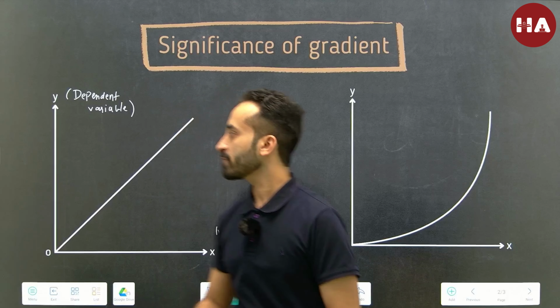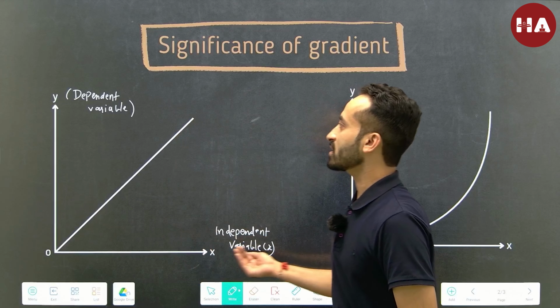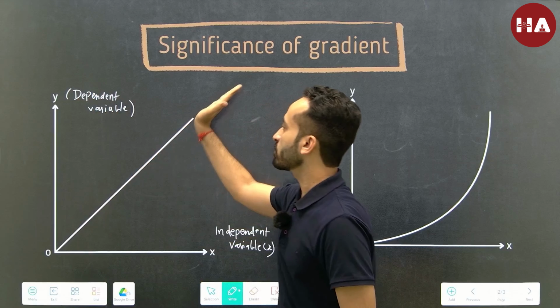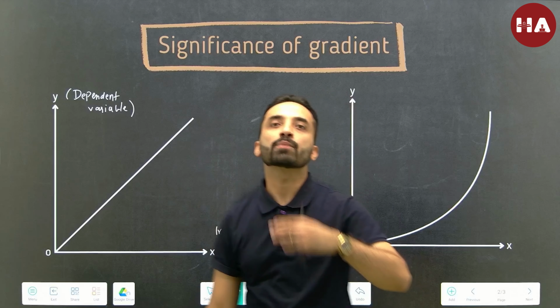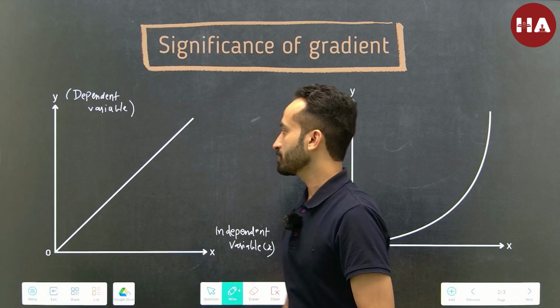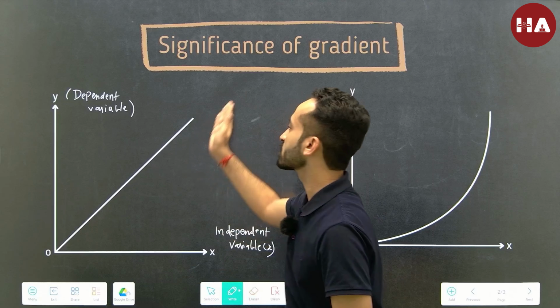First, if we go on increasing x, then y also increases. In such a case, we will say that y is proportional to x. Somewhat like what you see in this graph.